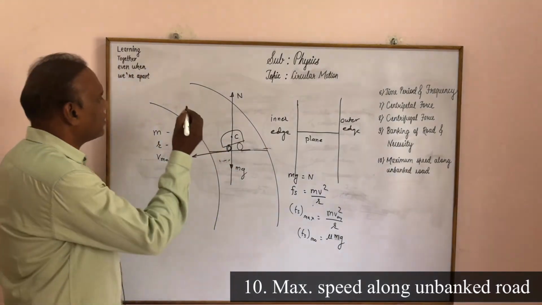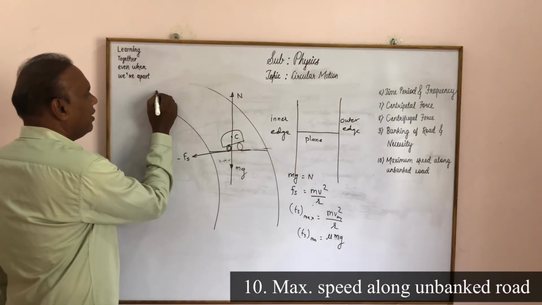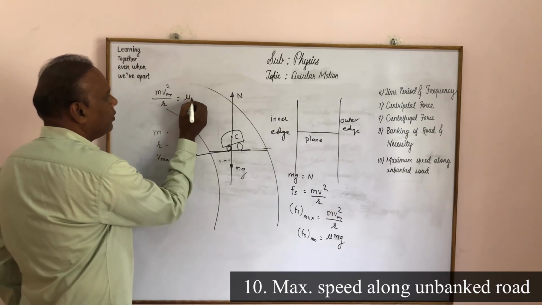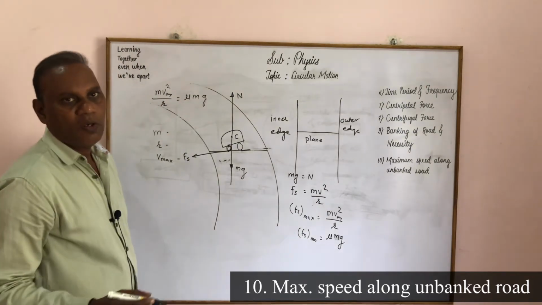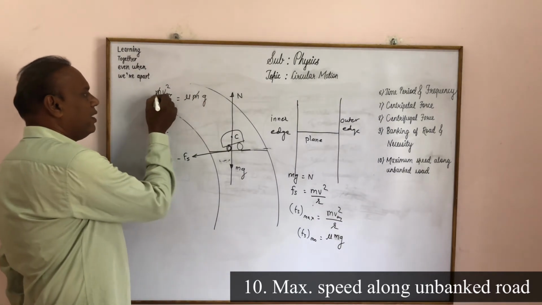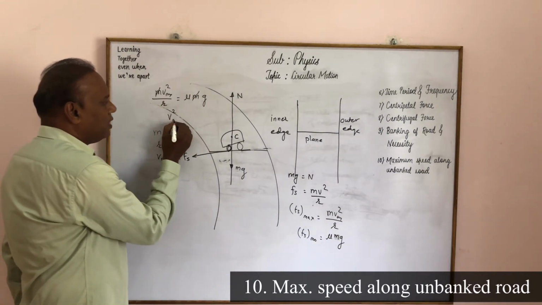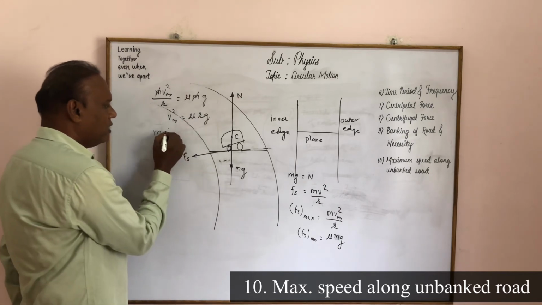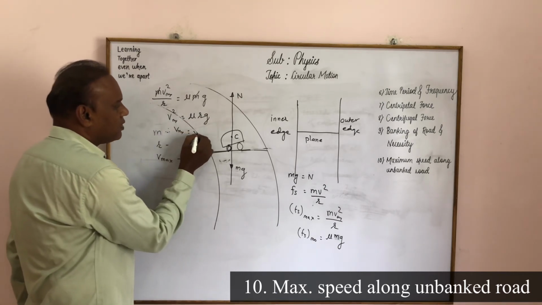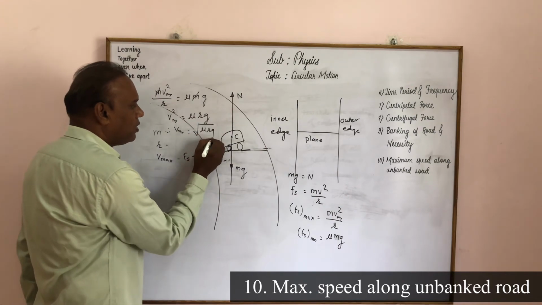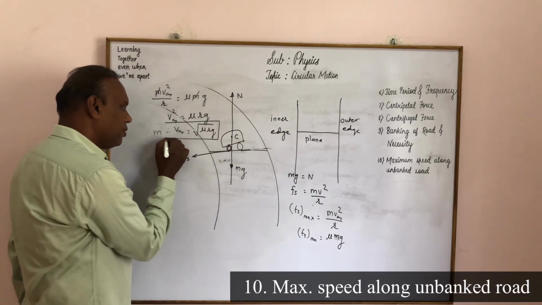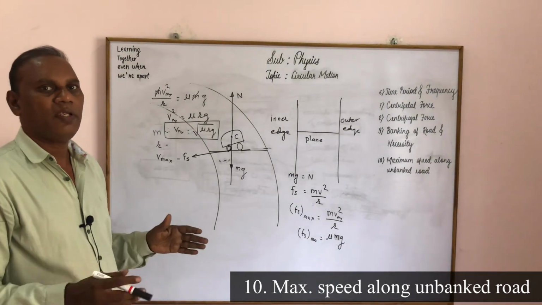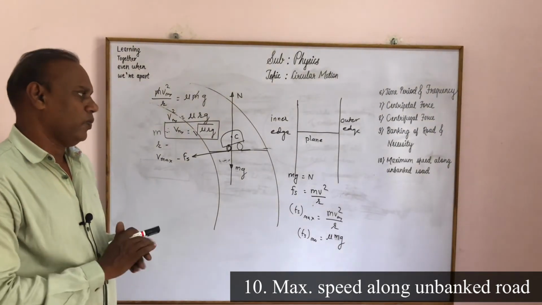So from this equation we can write m v square max by r equals mu mg. On simplifying, m and m cancel, v square max equals mu r g. Therefore, v max equals under root mu r g. So this is the maximum speed on a plain horizontal road or a plain curved horizontal road.